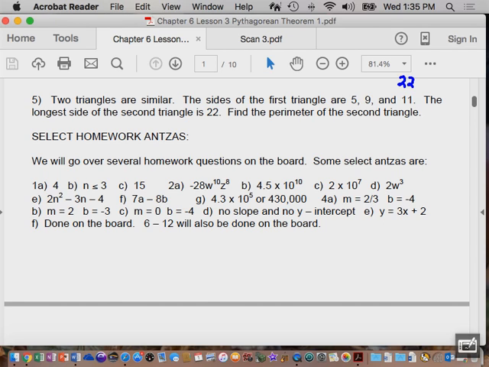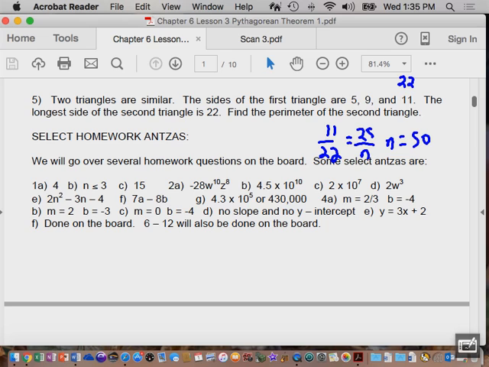Another way to do it is to say little is to big, 11 is to 22, as the little one, 25, is to the big one, n. And if you cross multiply, you will come up with n equals 50. Okay, any questions on those?